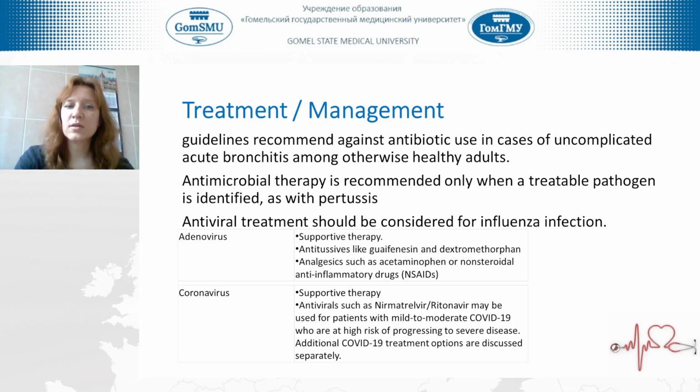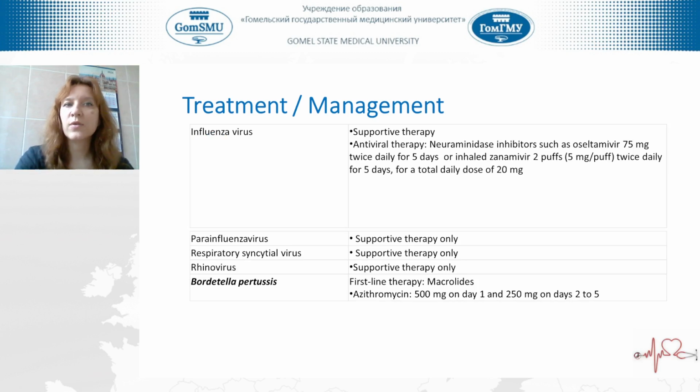If it's a coronavirus infection, antiviral therapy can be used for patients with mild to moderate COVID-19 who are at high risk of progressing to severe disease. If it's an influenza virus, we can use antiviral drugs such as neuraminidase inhibitors, such as oseltamivir or zanamivir, during 5 days. If it's another infection such as parainfluenza, respiratory syncytial virus, or rhinovirus, only supportive therapy. And for bacterial pertussis, we can use first-line therapy macrolides.